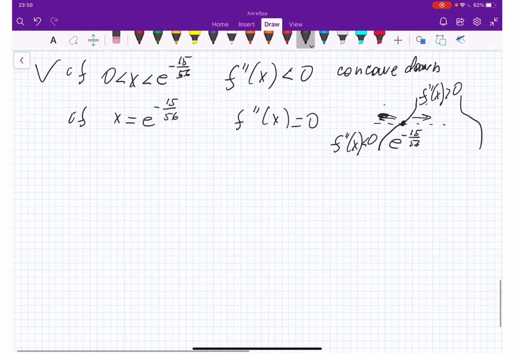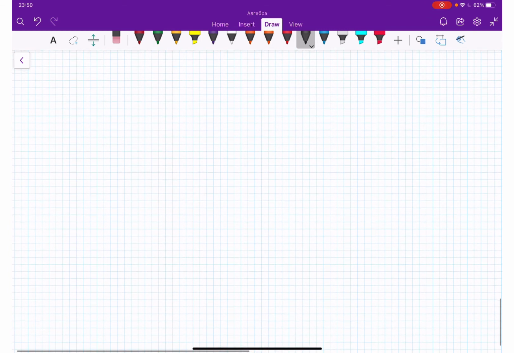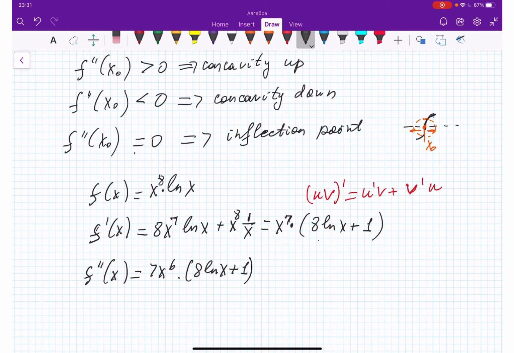Plus, now we take the derivative of v, which in our case is 8 logarithm x plus 1. The derivative of logarithm x is going to be 1 over x, and 8 stays there, so instead of 1, I put here 8. And the derivative of 1 is going to be 0. And I multiply by x to the power 7.